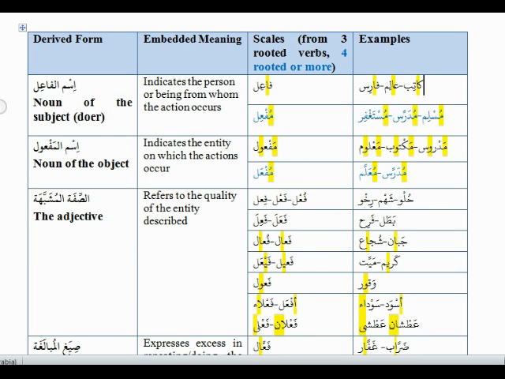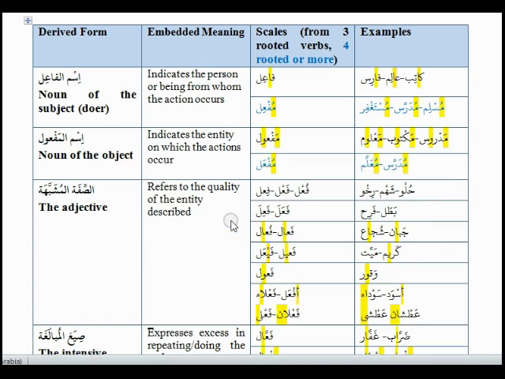Of course, this table you will find included with the attachment included in this tutorial. Usually they explain the Arabic derivatives in sets of chapters or even volumes on its own, but I've tried to summarize it for you in one table. Let's take a look at the first row. Ism al-fa'il. It literally translates to noun of the subject, the doer.